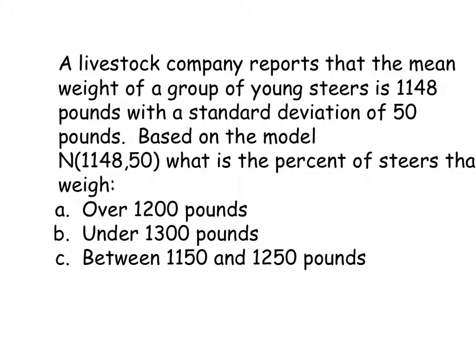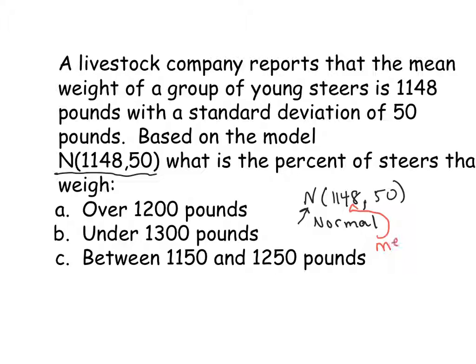So, the main thing here in this question is that we're following this normal model. And so this notation, N(1148, 50), tells you that my distribution is a normal distribution, so that's what the N stands for. The first number here, the 1148, is my mean. And the second number here, the 50, is my standard deviation. So the first thing that I think when I see a problem like this is I should draw a normal curve. So that's what we're going to do to get started.